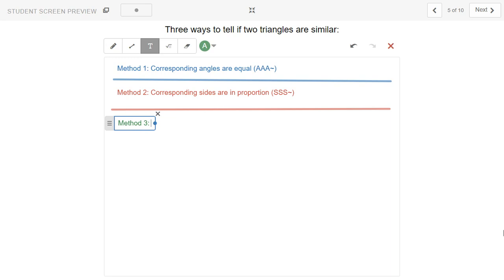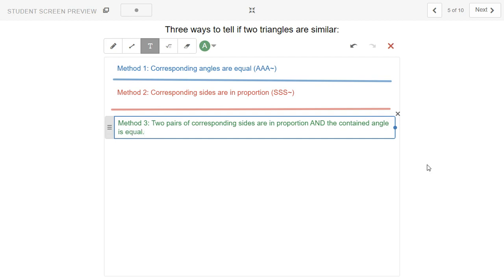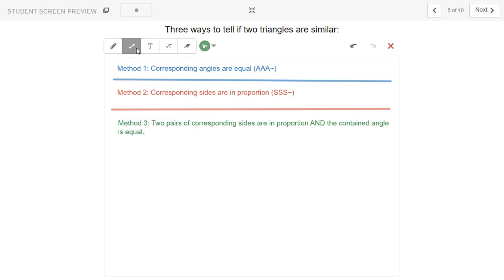If I have two pairs of corresponding sides that are in proportion and the angle contained between them is equal, then I also know that it is similar. Let me draw a diagram to illustrate this. So let's say I have a triangle that looks like this and a larger triangle.